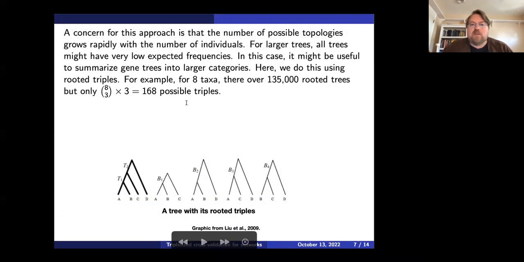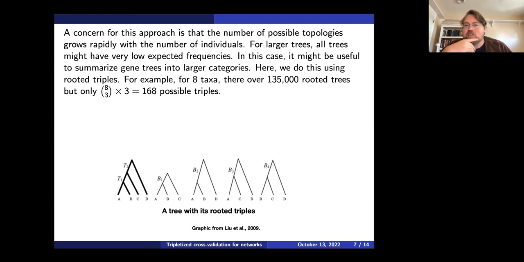Okay, so a concern for this approach is that the number of possible topologies grows rapidly with the number of leaves. And as a result, for larger trees, all topologies might have very low expected frequencies. And in this case, it might make sense to summarize gene trees into larger categories. So that's kind of the motivation for this paper.